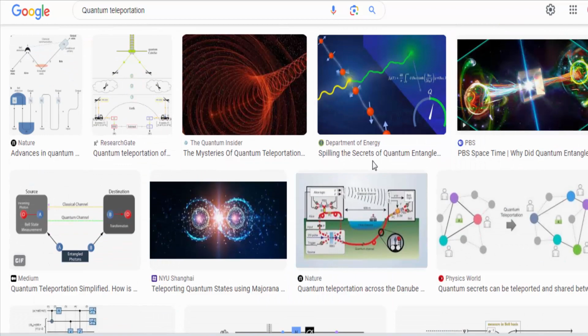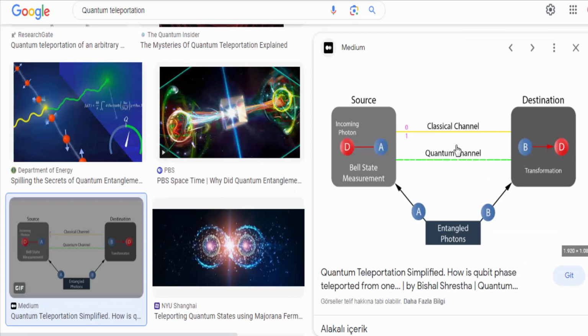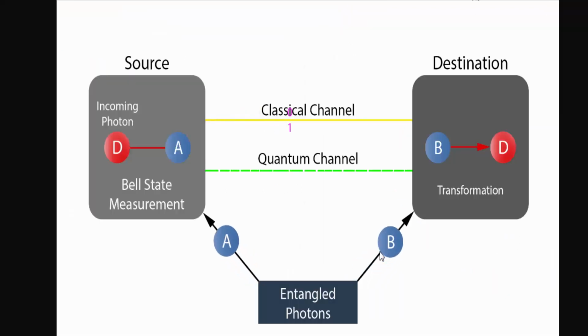It's important to note that quantum teleportation doesn't involve the actual transfer of matter or energy. Instead, it transfers the quantum information contained in the state of a particle. This process is governed by the principles of quantum mechanics and relies on the unique properties of quantum entanglement.